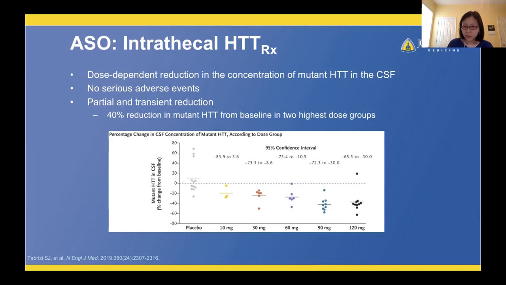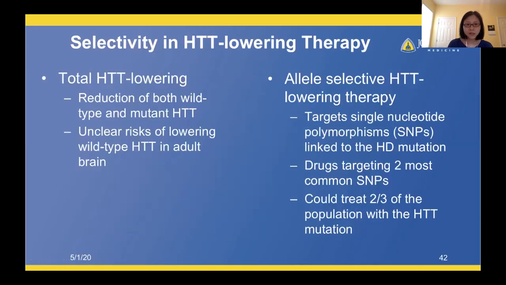So this shows the percentage change in the concentration of mutant HTT in the CSF from baseline, which is a dotted line, to the last available time point. These individual circles are the individual patients, and the horizontal lines in each of these groups represent the group means. So in the two highest dose groups, the 90 milligram and 120 milligram groups, they saw 40% reduction in mutant huntingtin from baseline. So that was very encouraging. And now we're in phase three with that drug. And I'll talk more about it in the next slide.